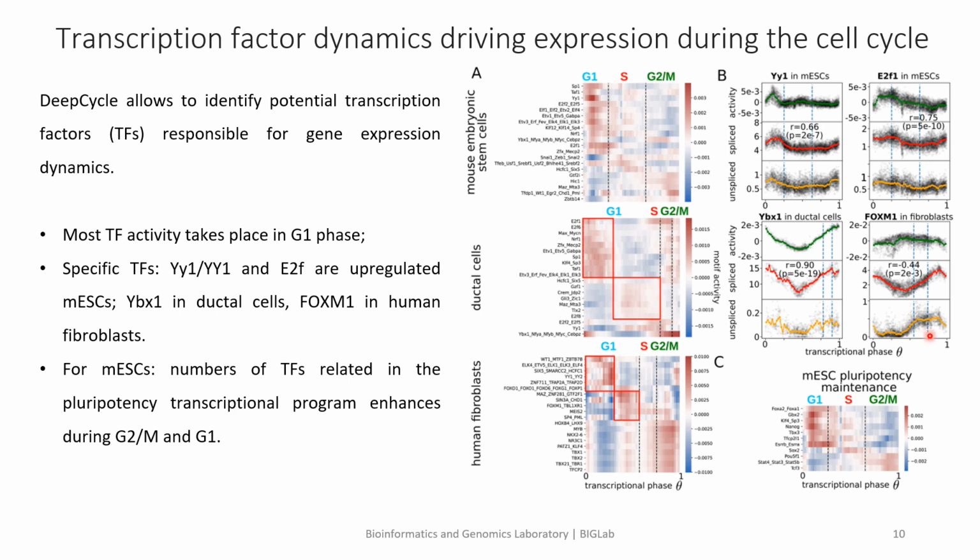And about the factor appearing in the human fibroblasts, similar to YBX1 in ductal cells, the mRNA level of FOXM1 rose constantly from G1 to M, as expected by its function during mitosis.